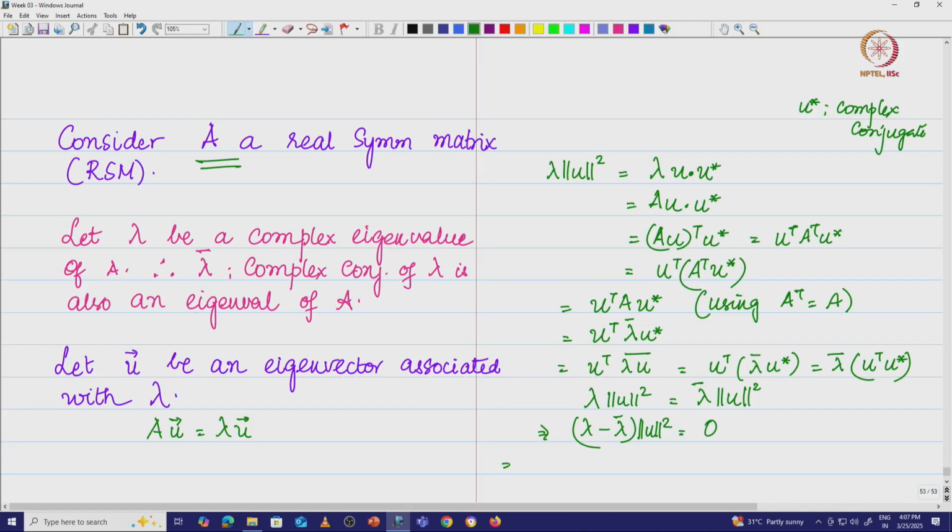Now, what does this mean? The vector U is a non-zero vector, therefore, lambda must be equal to lambda conjugate, right, and that will happen only when lambda is real. This implies lambda is real, right. So, whenever you have a real symmetric matrix, this is very interesting, the eigenvalues are always real, right.